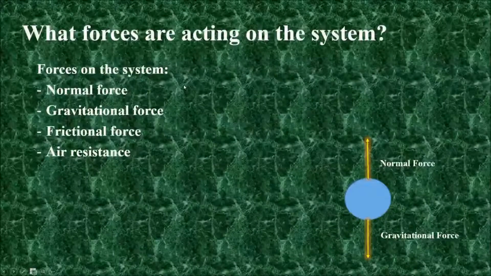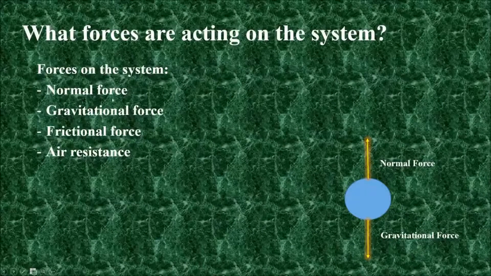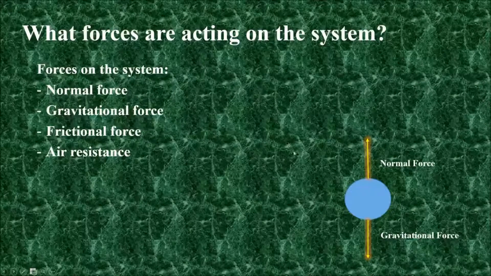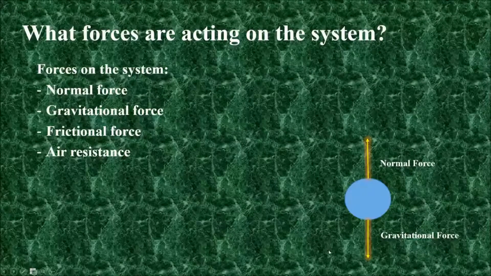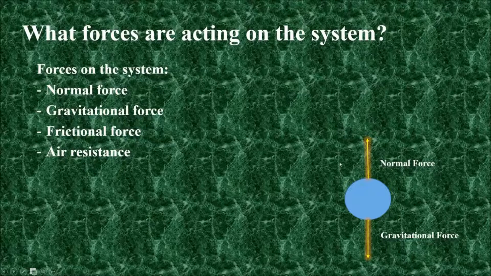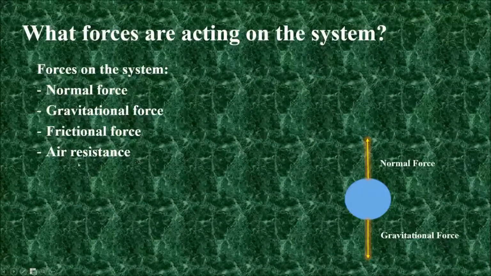There are four forces that act on the system: normal force, gravitational force, frictional force, and air resistance. Normal force is the force that the ground pushes upwards on the system, and gravitational force is the force that the Earth's gravity has towards the Earth's core. These two forces are equal, and therefore they cancel out to form a net force of zero. And assuming that frictional force and air resistance are zero, there is a total of zero net force on the system.